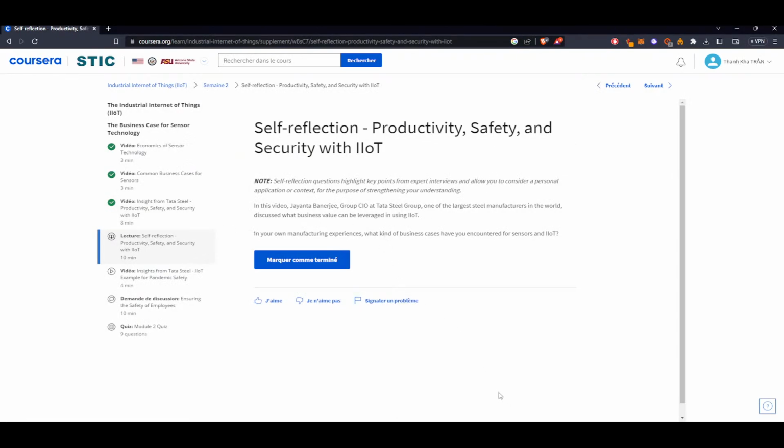In your own manufacturing experiment, which kind of stack have you encountered for sensor and IoT?